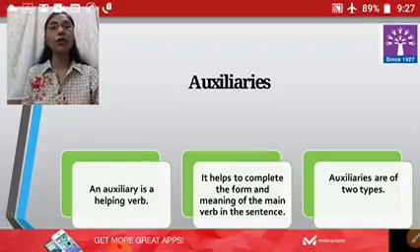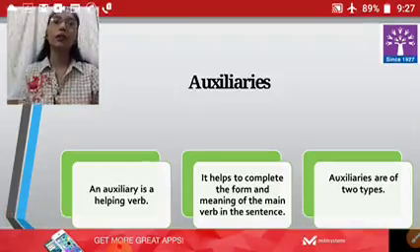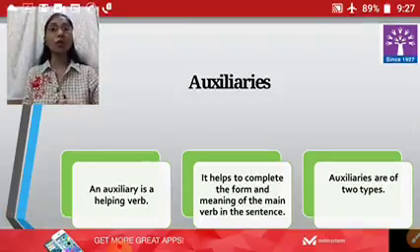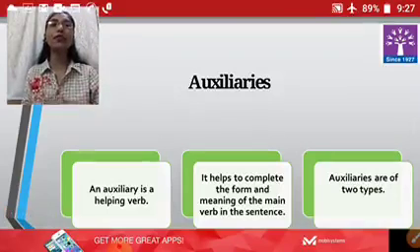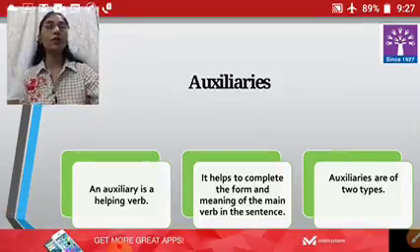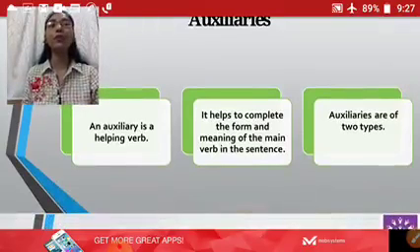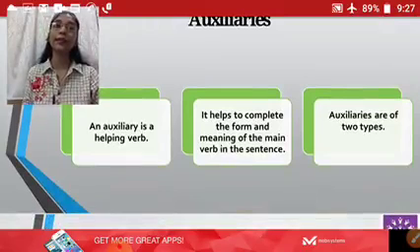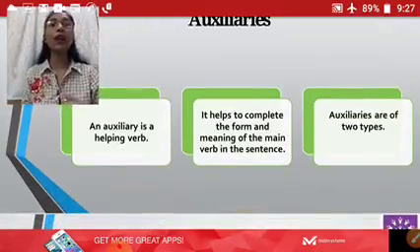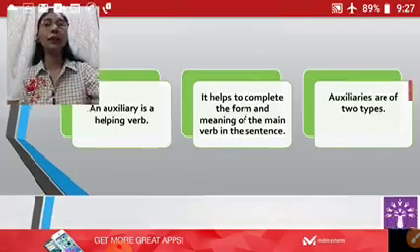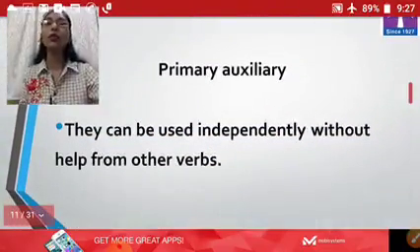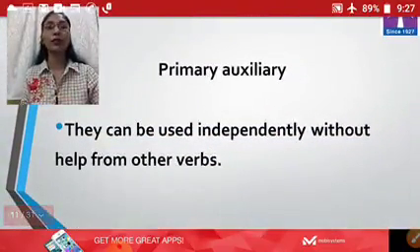Now we have got the third part of finite verb, that is auxiliaries, which is also considered as a very important part. An auxiliary is also considered as a helping verb, children. It helps to complete the form and meaning of the main verb in the sentence. Auxiliaries are of two types.